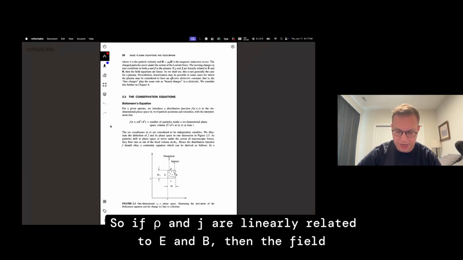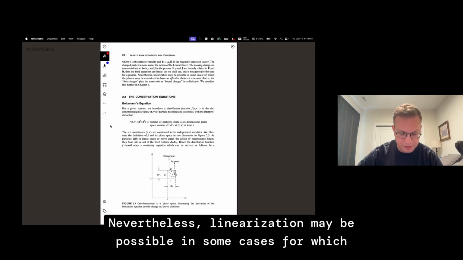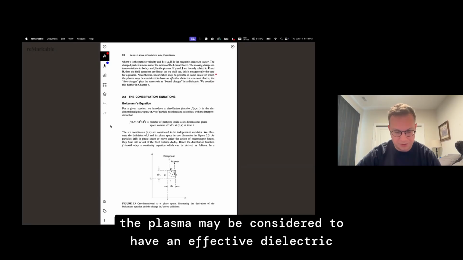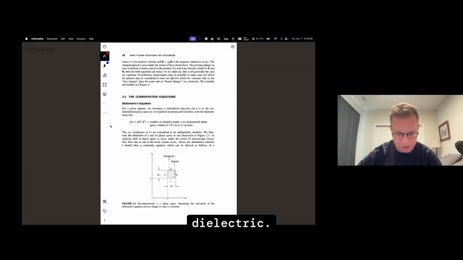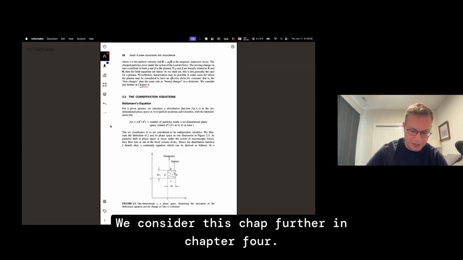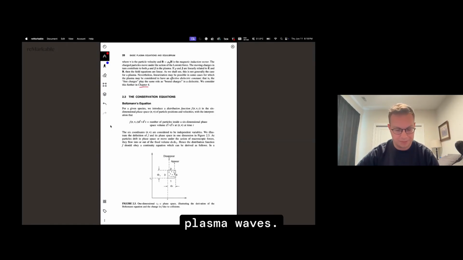So if rho and J are linearly related to E and B, then the field equations are linear. As we shall see, this is not generally the case for a plasma. Nevertheless, linearization may be possible in some cases for which the plasma may be considered to have an effective dielectric constant. That is, the free charges play the same role as a bound charge in a dielectric. We consider this further in Chapter 4. Chapter 4 is where we're going to introduce a lot of plasma waves.